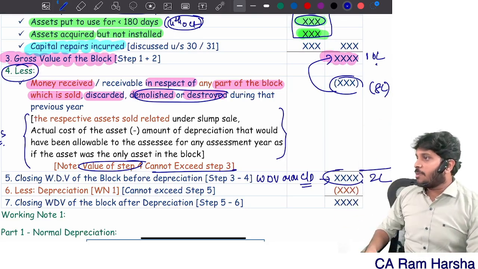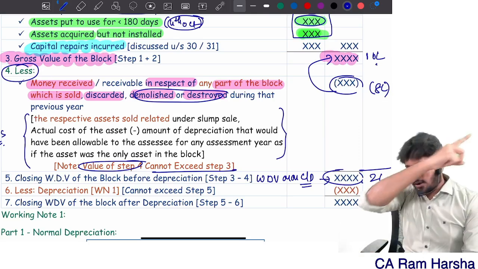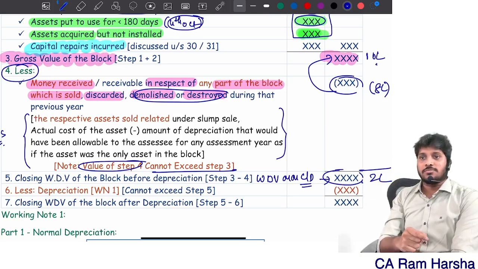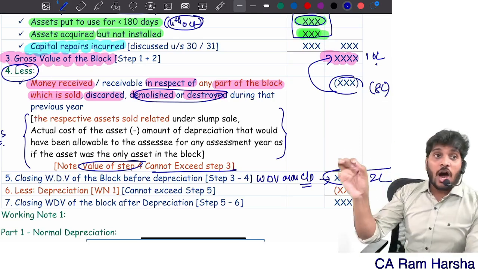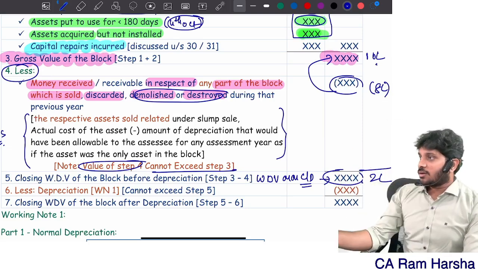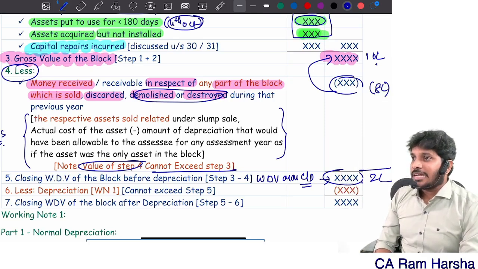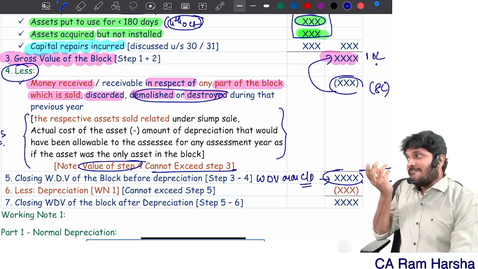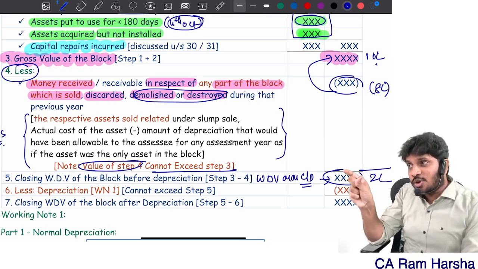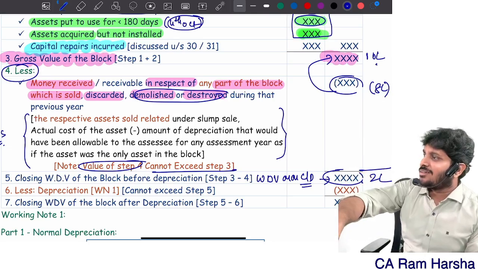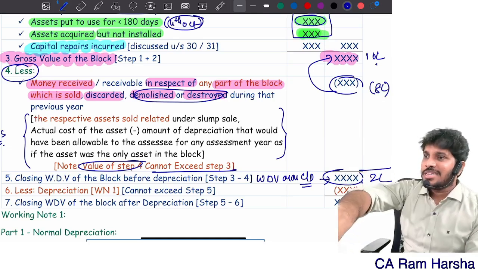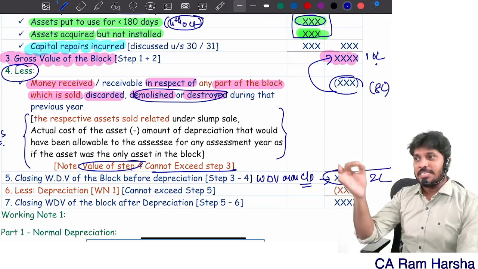What about the 2 remaining minus? What do I have to do with the 2? Then go and claim it as a short-term capital loss. If I got money more than block value, that excess money, tax it as short-term capital gain. Are you getting it? Sir, block is there. After reducing, some value is also there. Claim depreciation. That's it. Easy or not?